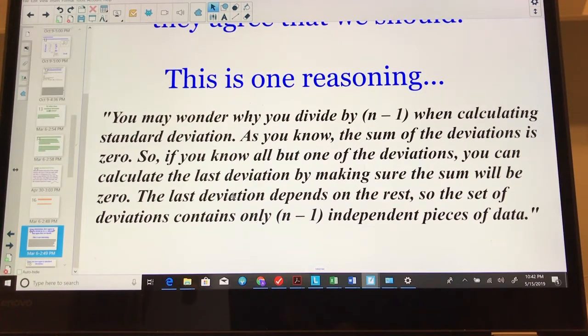As you know, the sum of the deviations is 0. So if you know all but one of the deviations, you can calculate the last deviation by making sure the sum will be 0. That last deviation depends on the rest, so the set of deviations contains only n-1 independent pieces of data, because you've still got that other one left there.